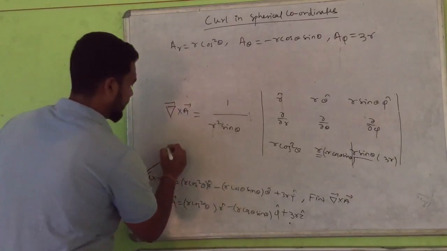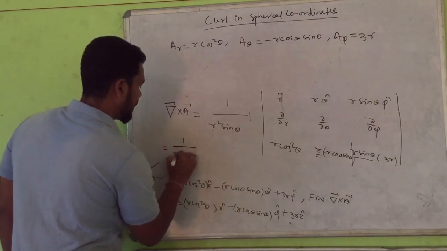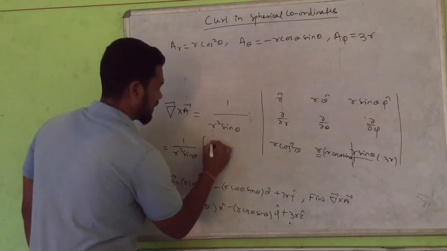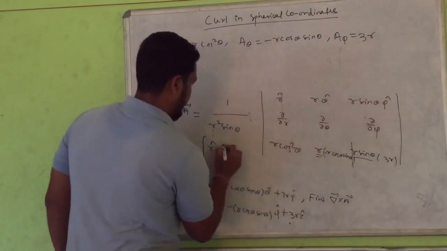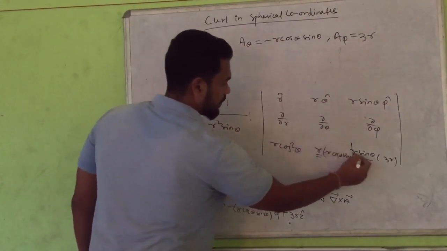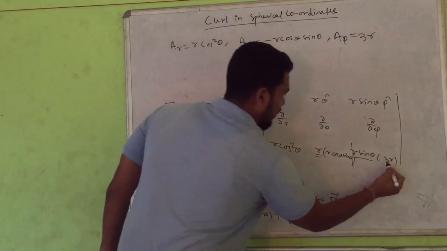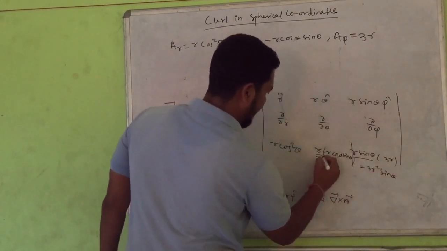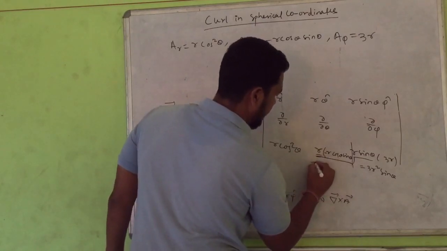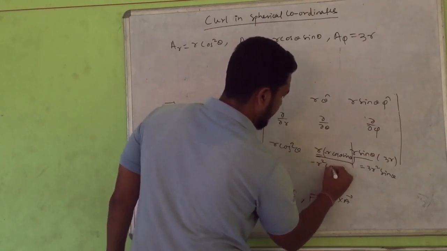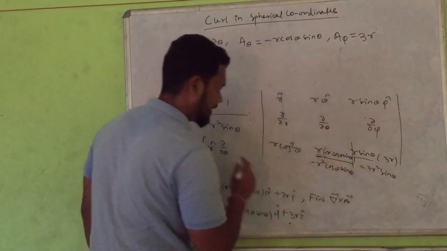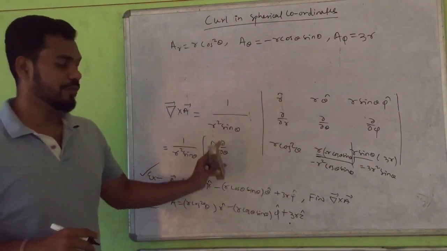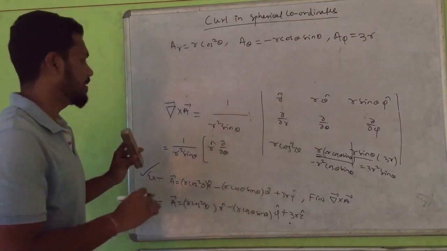So if I write here 1 by r square sin theta, taking outside, so here you can get r cube del upon del theta of r sin theta 3r, which is equal to 3r square sin theta, and you can write this as minus r square cos theta sin theta. So you have to solve this with full concentration, otherwise it may go wrong.